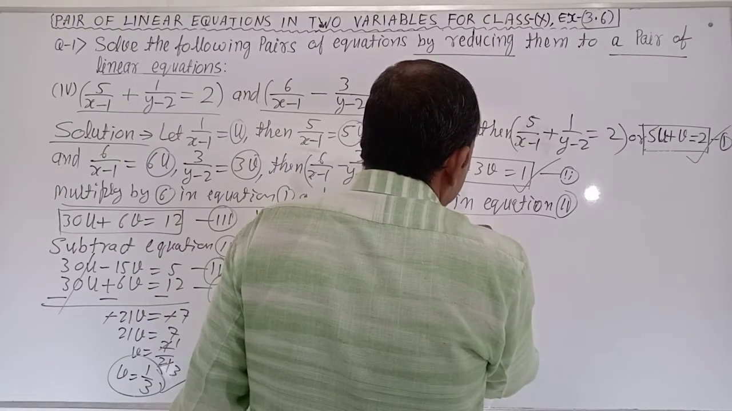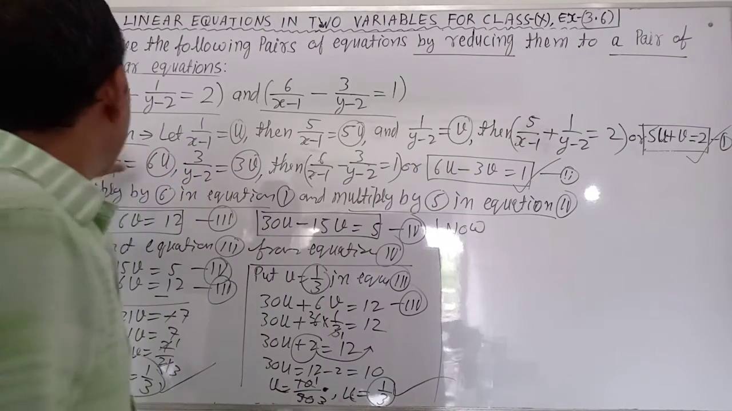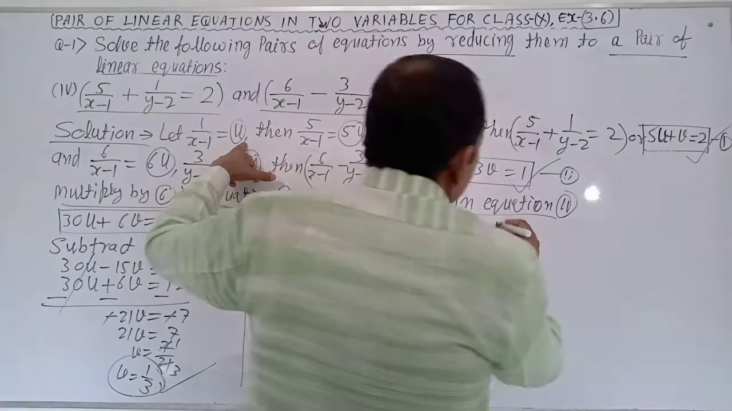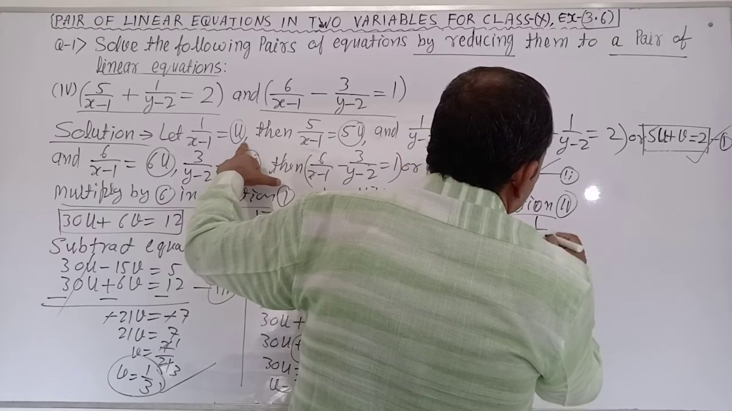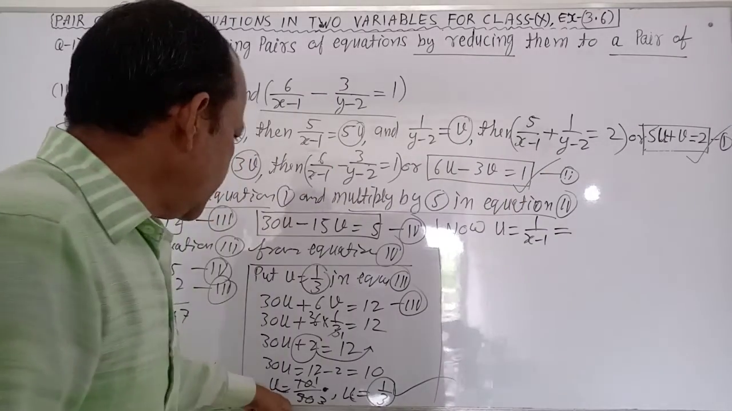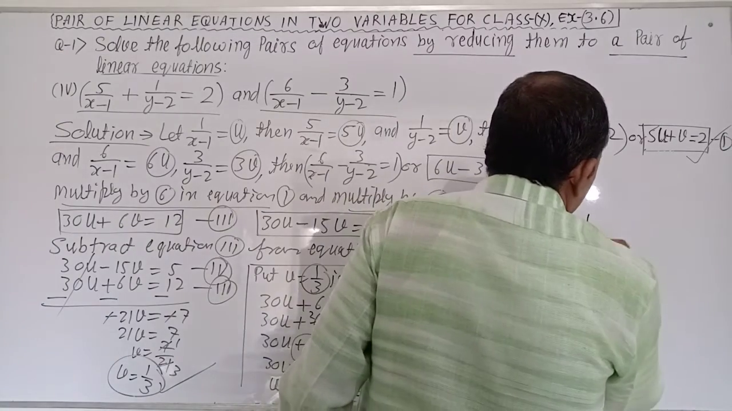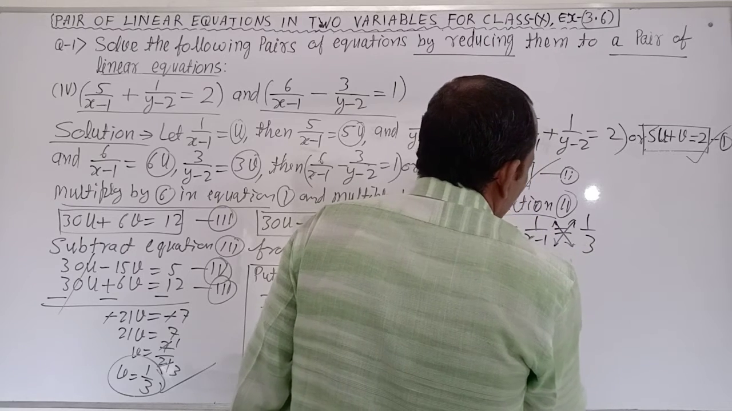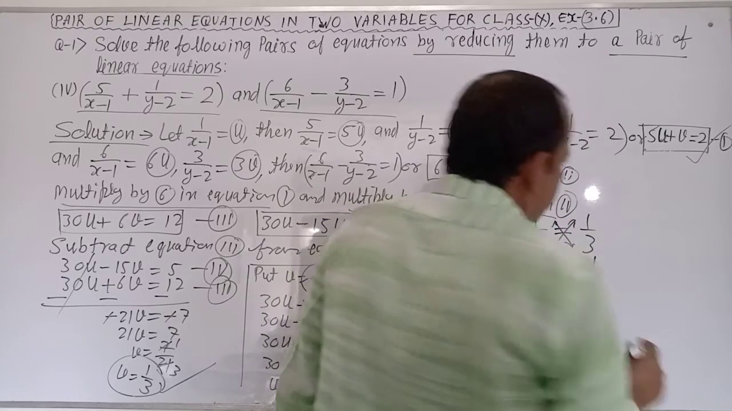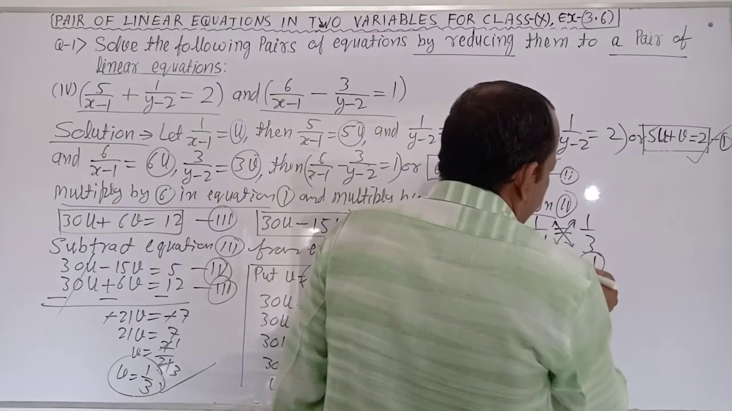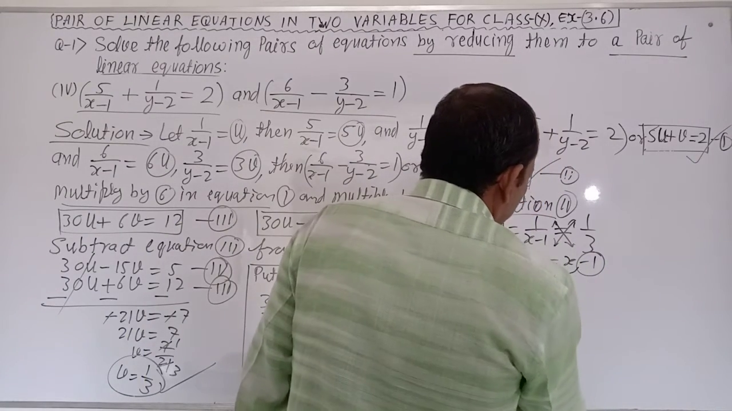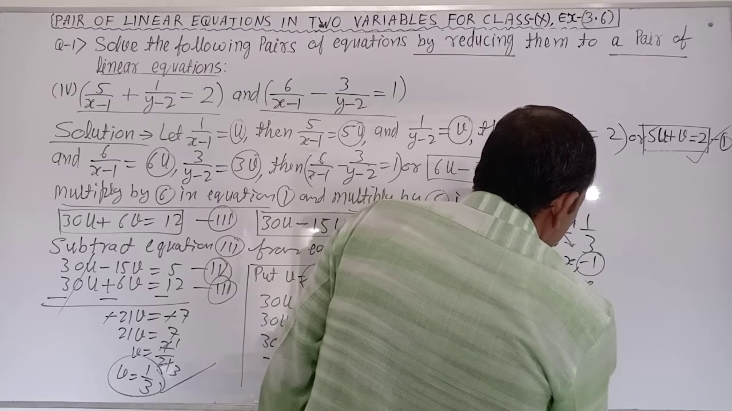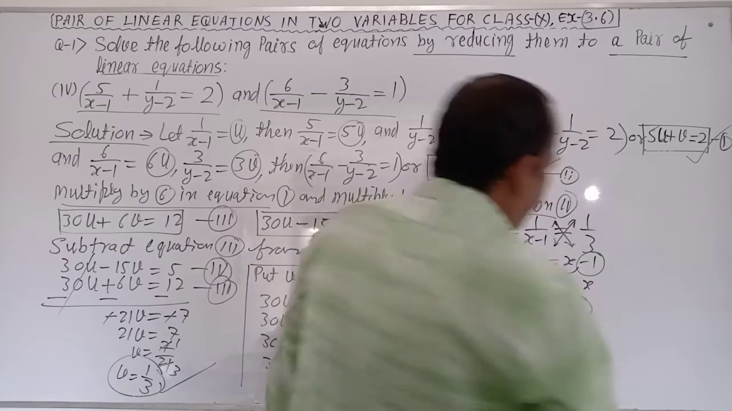Now here you let 1 by x minus 1 equal to u. u equal to 1 by x minus 1 equal to, here you write 1 by 3 and cross multiply. It becomes 3 equal to x minus 1. You can write minus 1 on the left side of equal. It becomes 3 plus 1 equal to x. It means 4 equal to x. You find x equal to 4.